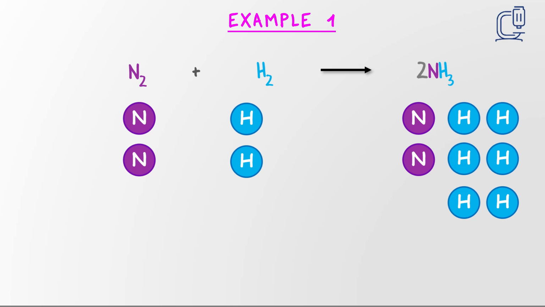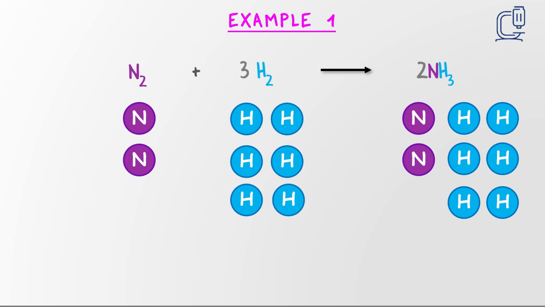Now let's concentrate on the hydrogens. There are 2 hydrogen atoms on the left, but 6 on the right. So let's put a big 3 in front of the H2, which gives us a total of 6 hydrogen atoms now on the left hand side.